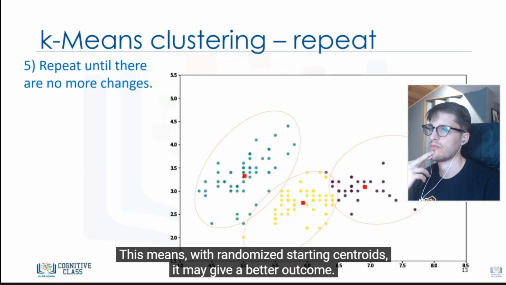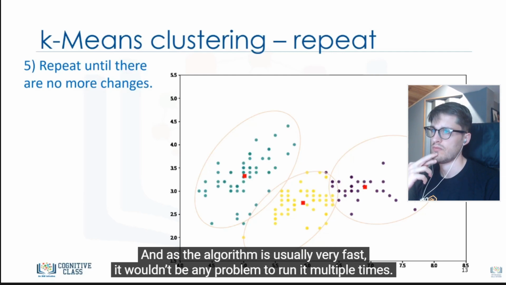This means with randomized starting centroids, it may give a better outcome. And as the algorithm is usually very fast, it wouldn't be any problem to run it multiple times.